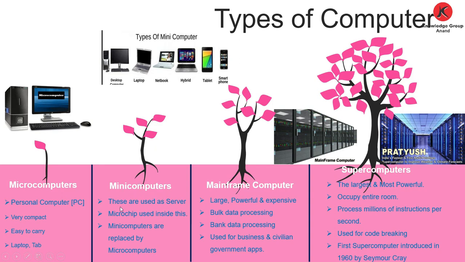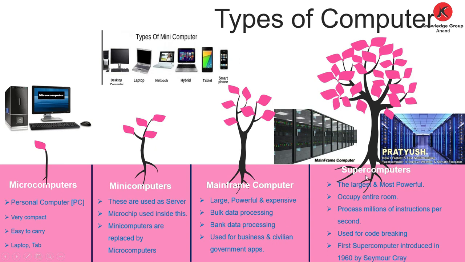Second, minicomputers. These are also called servers. The microchips used inside these minicomputers are replaced by microcomputers, and they act as servers. Mainframe computers are very large, powerful, and very expensive. They can do bulk data processing, for example bank data processing, and are used for business and civilian government applications.